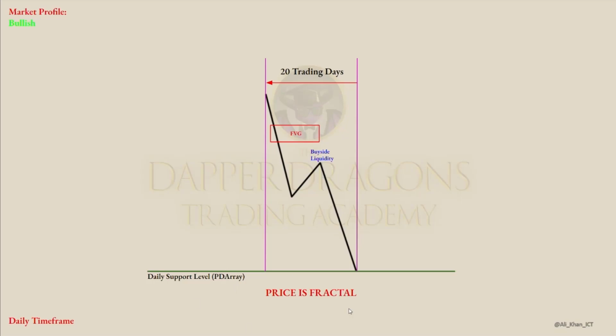So price is fractal. We can apply this same methodology to a lower time frame, maybe an hourly chart, or we could apply this to the monthly chart or the 5-minute chart. You can be as flexible as you want to make this model as personal to yourself as you can. But these are the two main things that I'm looking for when it comes to draw on liquidity: an imbalance that the algorithm wants to rebalance, or a buy side or sell side liquidity pool where the algorithm seeks that liquidity.